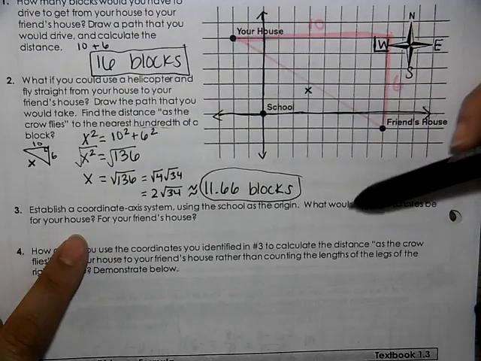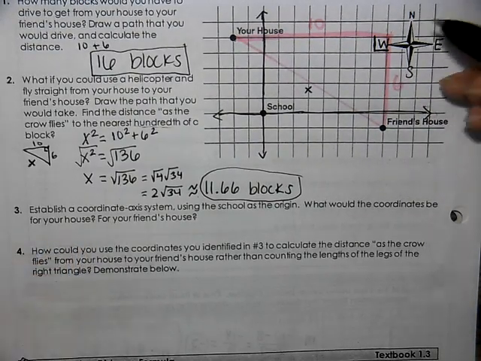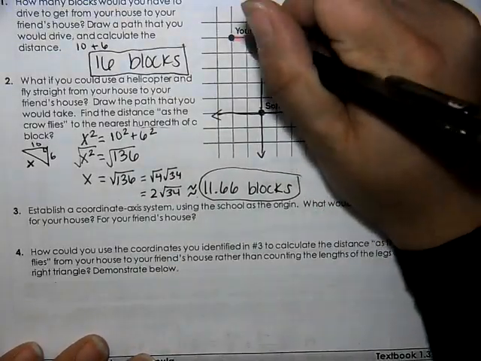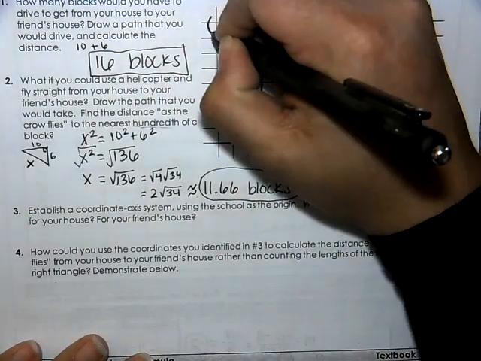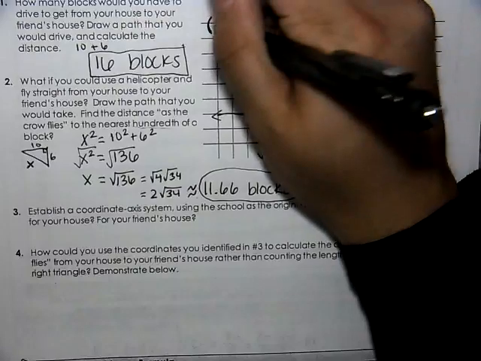Okay, so if school is the origin, we need to think about what our coordinates would be for your house and your friend's house. So just think about counting from school. You're going up a certain amount, left a certain amount. And remember, when you write coordinates, we always write the coordinate going left or right first, the x value.